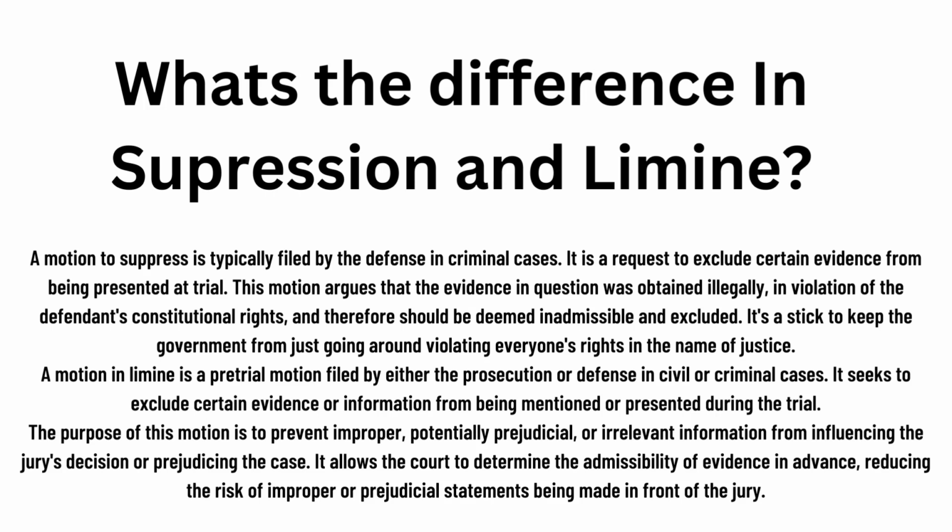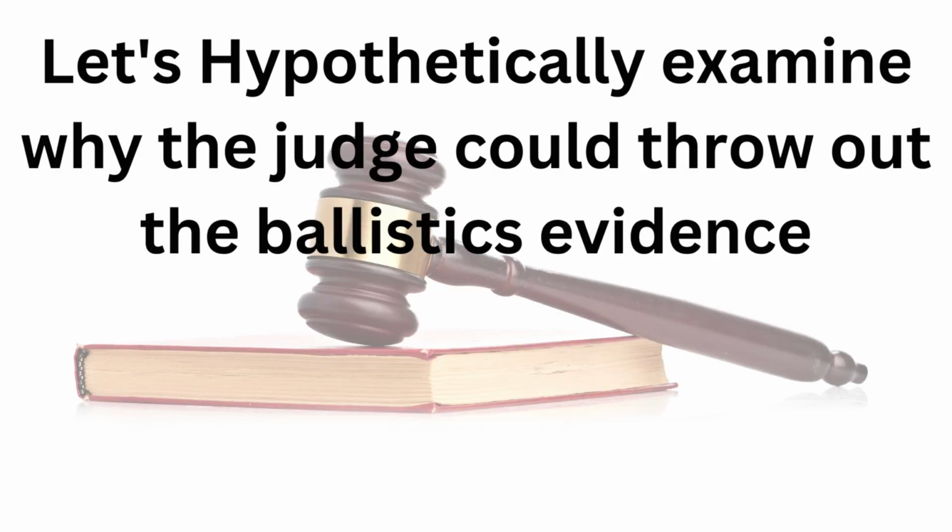A motion in limine is a pretrial motion filed by either the prosecution or defense in civil or criminal cases. It seeks to exclude certain evidence or information from being mentioned or presented during the trial. The purpose of the motion is to prevent improper, potentially prejudicial, or irrelevant information from influencing the jury's decision or prejudicing the case. It allows the court to determine the admissibility of evidence in advance, reducing the risk of improper or prejudicial statements being made in front of the jury.